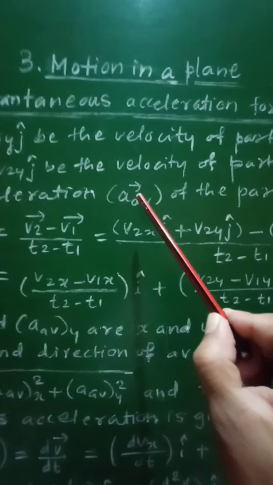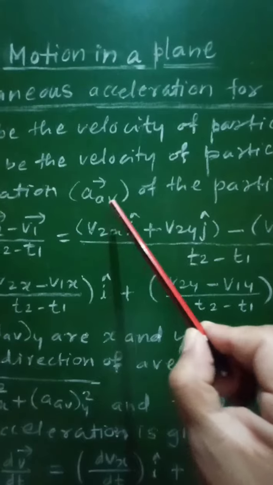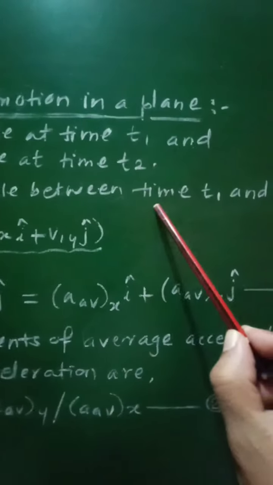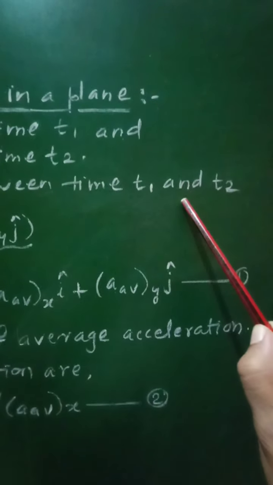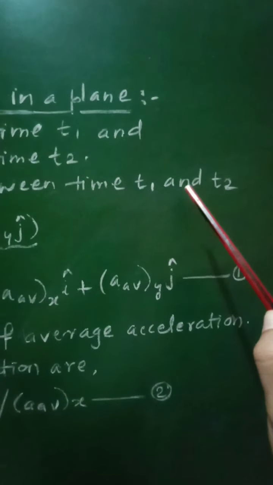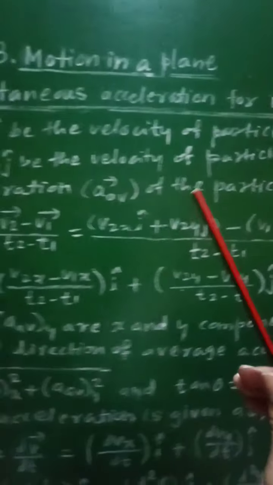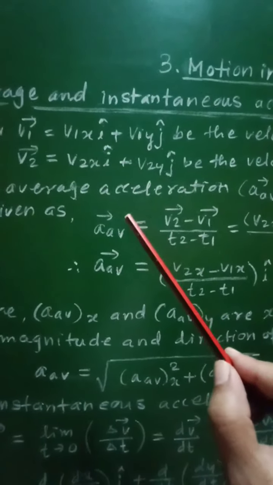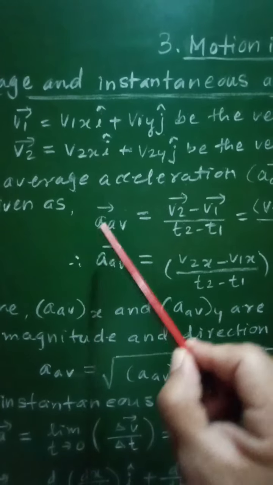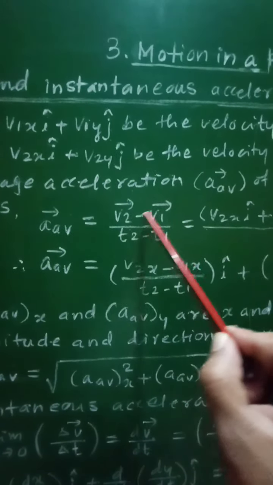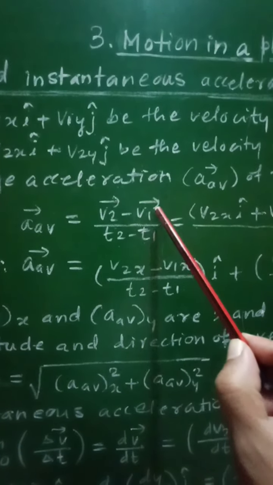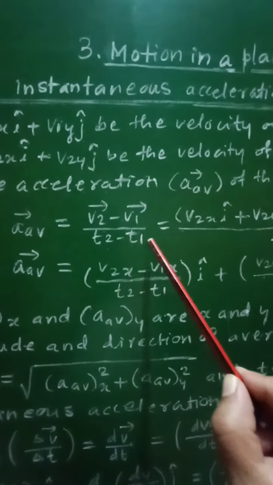that is vector a_av, the average acceleration of the particle between time t1 and t2. So if this time interval between t1 and t2 is sufficiently large, then we can define the average acceleration, which is given as average acceleration vector a_av equal to change in velocity upon change in time, that is vector v2 minus vector v1 upon t2 minus t1.